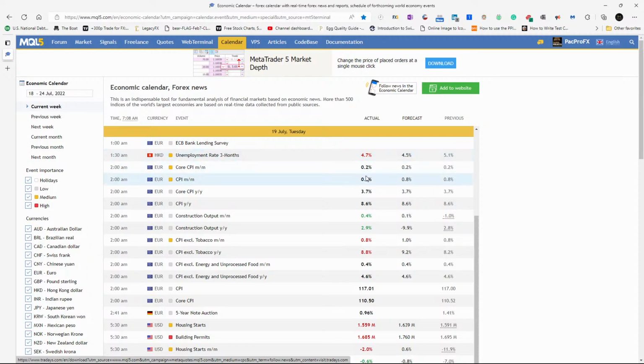Looks like construction output was positive. Wow, that exceeded by 12.8%. Why, when it was supposed to be negative 9.9%? That's really ridiculous. Might have been something from the new half of the year, new quarter. But that's from last quarter.